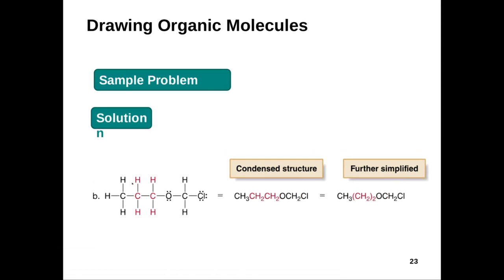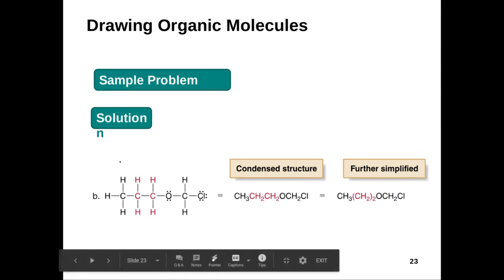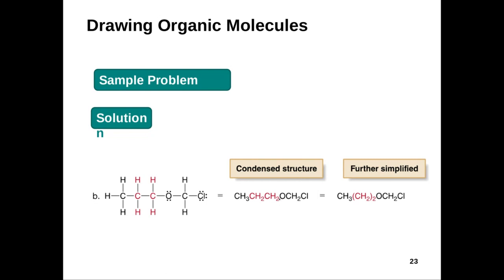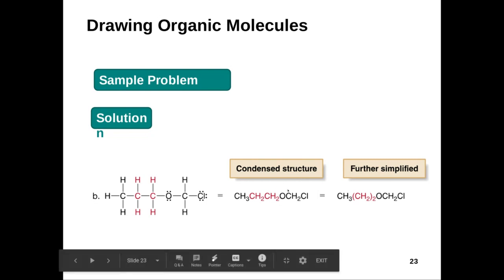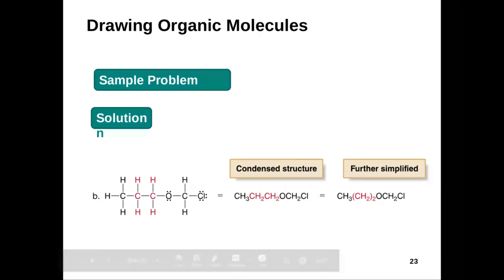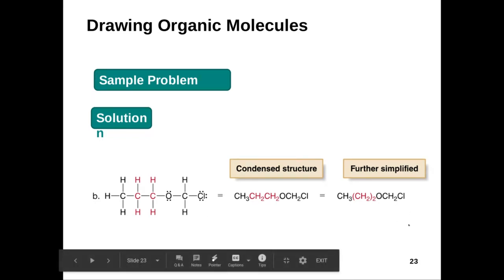Let's look at the second one. We have this compound here, CH3, CH2, CH2, oxygen, C, and then a C bound to a chlorine. We condense it. Now we have a CH3, which we see here, 2 CH2s, which we see here as well. We see an oxygen. We don't have to denote the lone pairs at all. Those are implied. Unless we put a charge on the oxygen, it's implied that it has its lone pairs. We have a CH2, which is then bound to a chlorine.